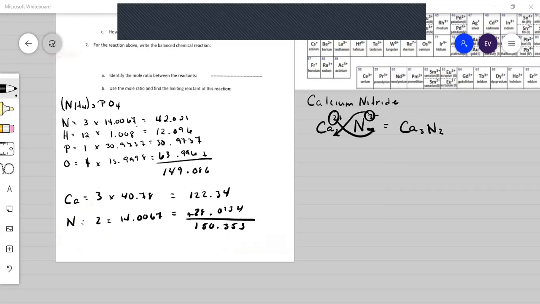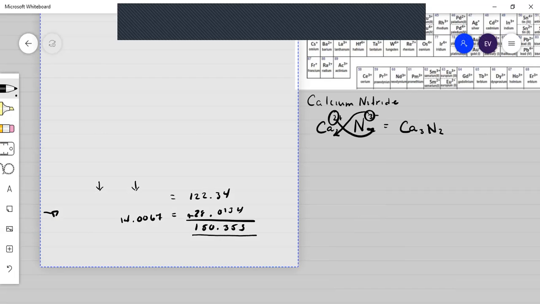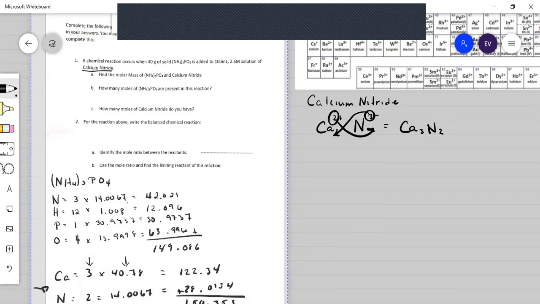Here's a solution. I didn't want you to have to watch me do the whole thing all over again. I found the atomic masses of each element, figured out how many of each element there are in the compound, 3 and 2, multiplied them, added them together, and I end up with a final molar mass of 150.353. They're actually pretty similar, pretty close in their masses. So that's how you do the molar mass. Let's move on to the next question.